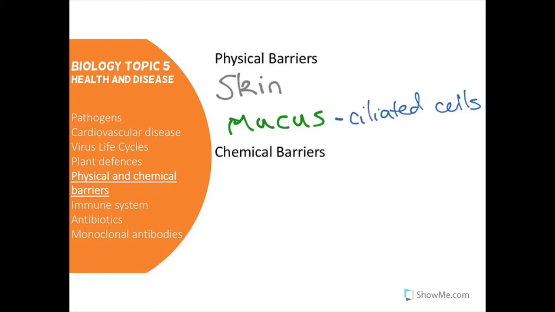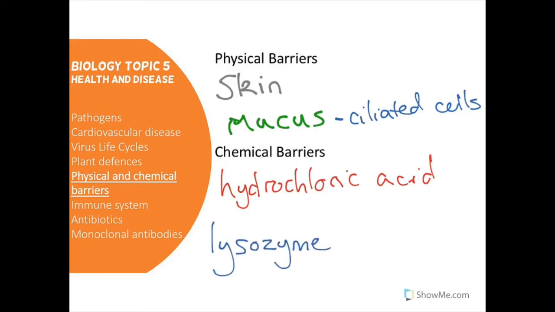Chemical barriers include things such as hydrochloric acid, which is made in our stomachs and kills lots of pathogens that we ingest. Another chemical barrier are things called lysozymes. Lysozymes are made by our skin cells. They're also found in our tears, and they kill certain types of bacteria.